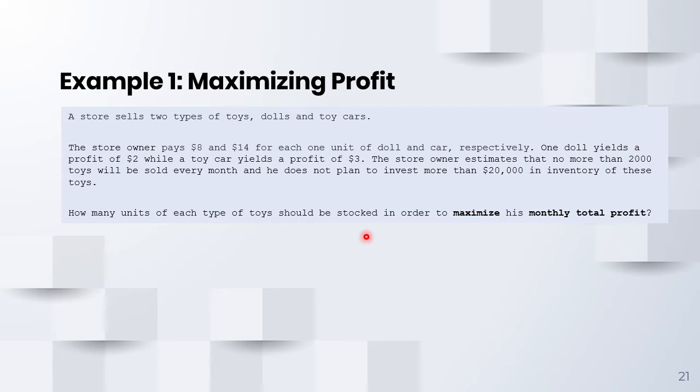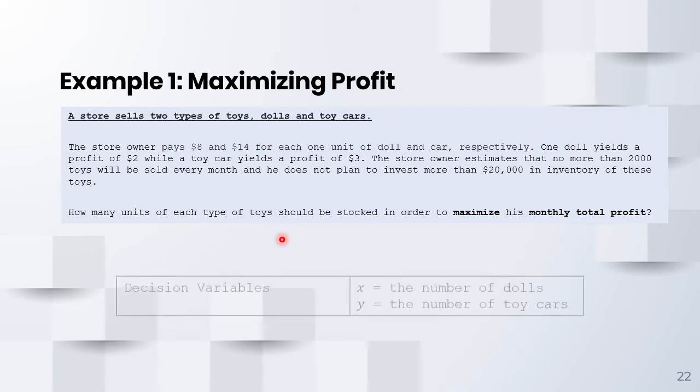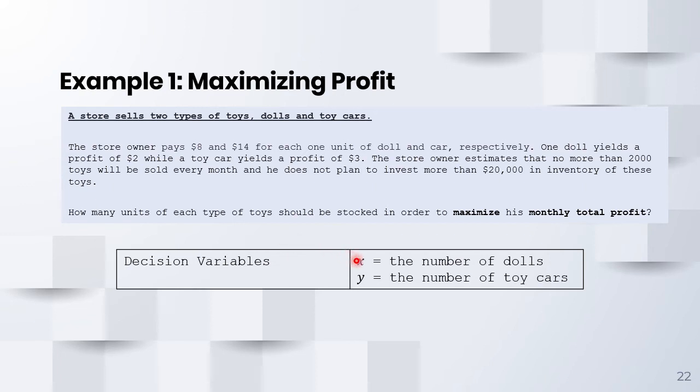To do that, we start by deciding our variables, or in other words, we will set our decision variables. Now for the first line, a store sells two types of toys, dolls and toy cars. So in this case, we can set our decision variables as x and y. We will let x be the number of dolls and we will let y be the number of toy cars. Now these variables can be interchanged.